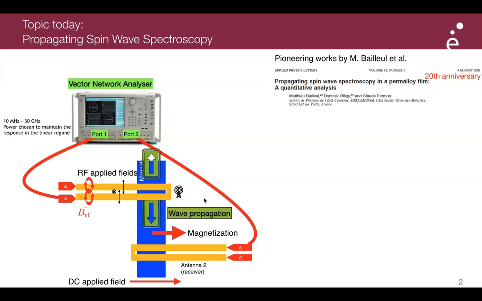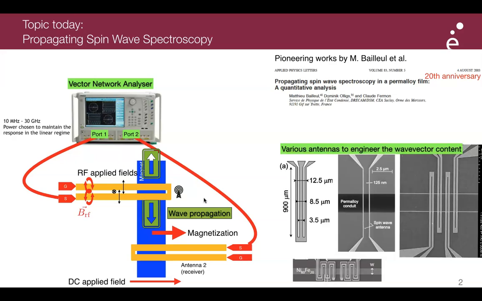If you look at the scientific literature, you'll find plenty of shapes of the antenna. Coplanar waveguides, single wires, U-shaped antennas, meander-shaped antennas, so very many shapes of antennas. And the reason is that people that want to study spin-wave dynamics, they want to control the wave vector content of the spin-wave wave packets that they generate. And the best way to engineer the wave vectors is to have proper shapes of antennas.